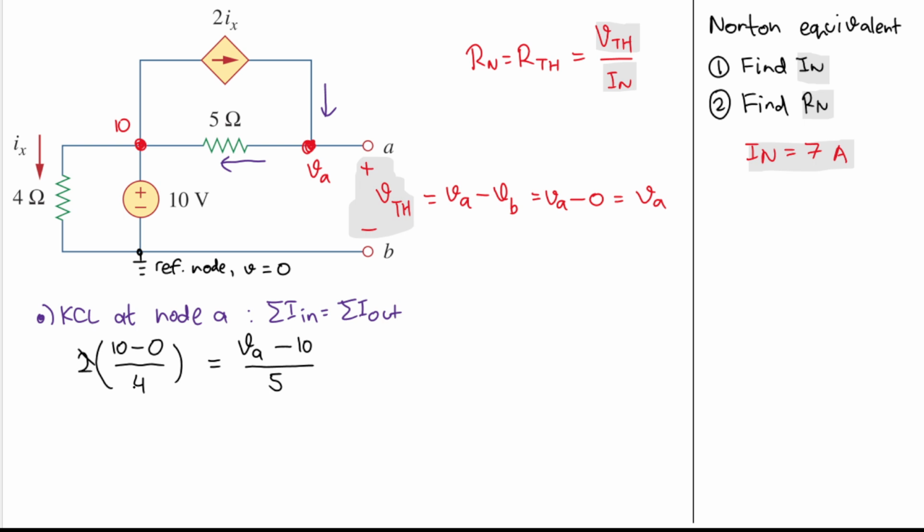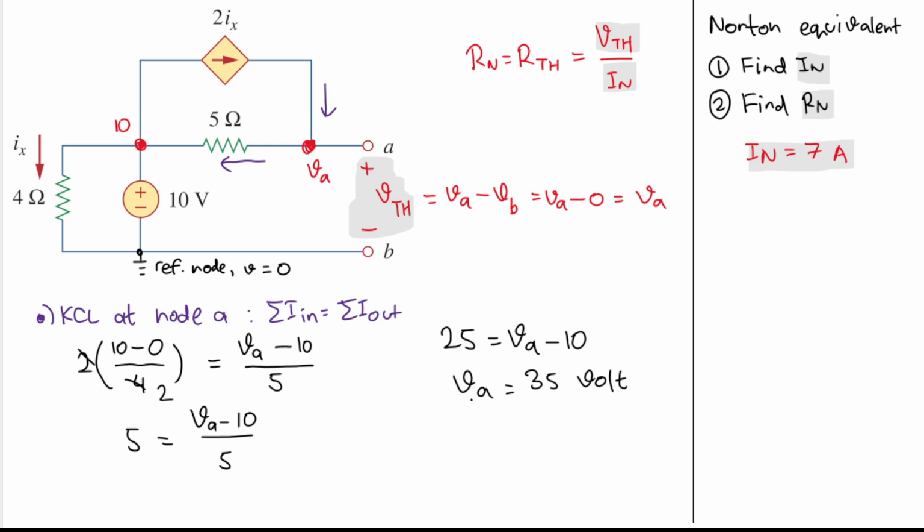Good. Now this will cancel into 2. And 10 minus 0 is 10. 10 divided by 2, that will be 5. So I will have 5 is equal to VA minus 10 divided by 5. Good. Now we can cross multiply. We will have 25, and that will equal VA minus 10. Good. And now we will have VA here is equal to 25 plus 10. That will be 35 volt.